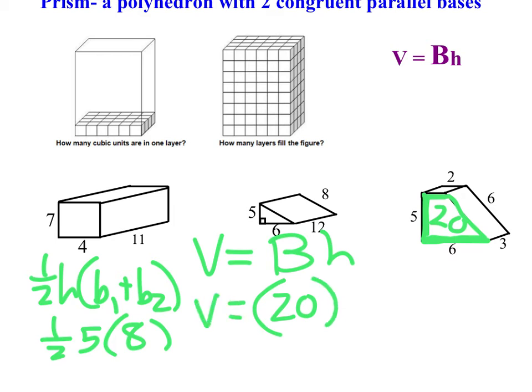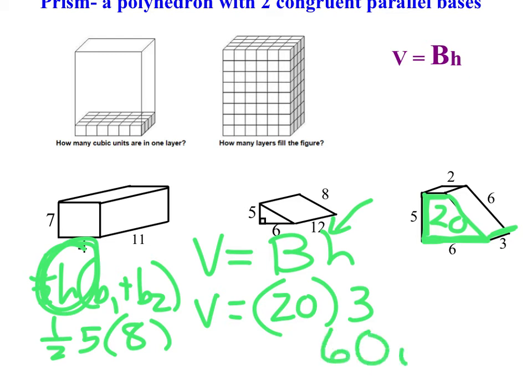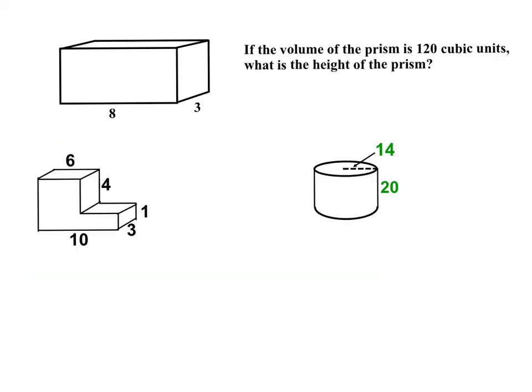Now, what's the height of the entire shape? Remember, that H is different than the H we were using a moment ago. This H over here was the height of the trapezoid. This height is the height of the trapezoidal prism, which is the distance from that front trapezoid to that back trapezoid, so 3. And we take 20 times 3, we get our answer of 60, and we're in volume, so units cubed.